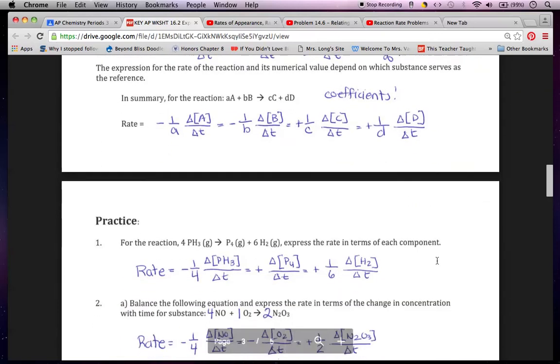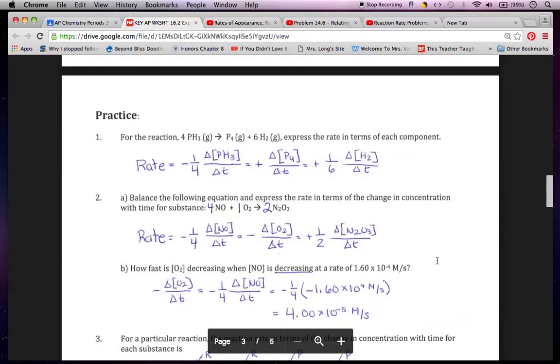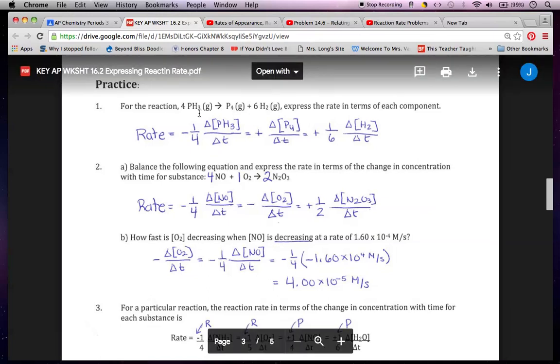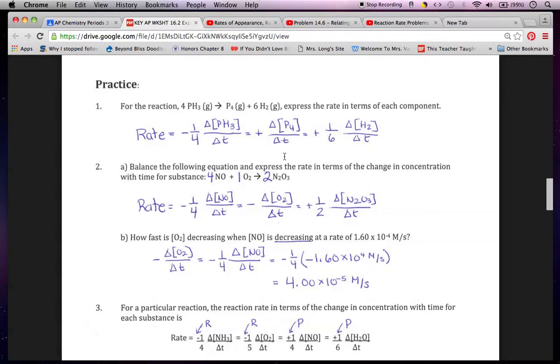So let me take you through a couple of practice problems that are going to be similar to what you're going to see in the textbook. I'm sorry to just throw these answers all at you, so make sure you take the time not just to copy them in, but to think through where the numbers are coming from. So for this reaction, up here for number 1, we're going to express the rate in terms of each component. We're simply using their coefficients and also recognizing where we have reactants that are decreasing versus products which are increasing.